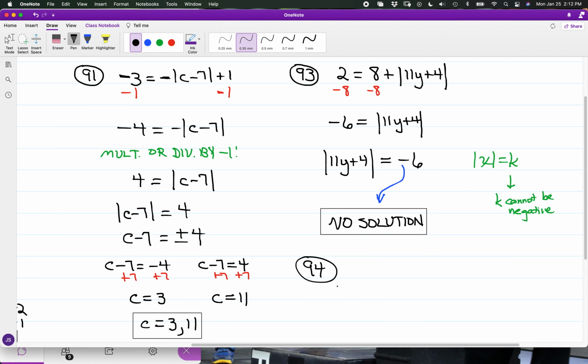All right, now for number 94, you have 6 is equal to 7 plus the absolute value of 9z minus 3.